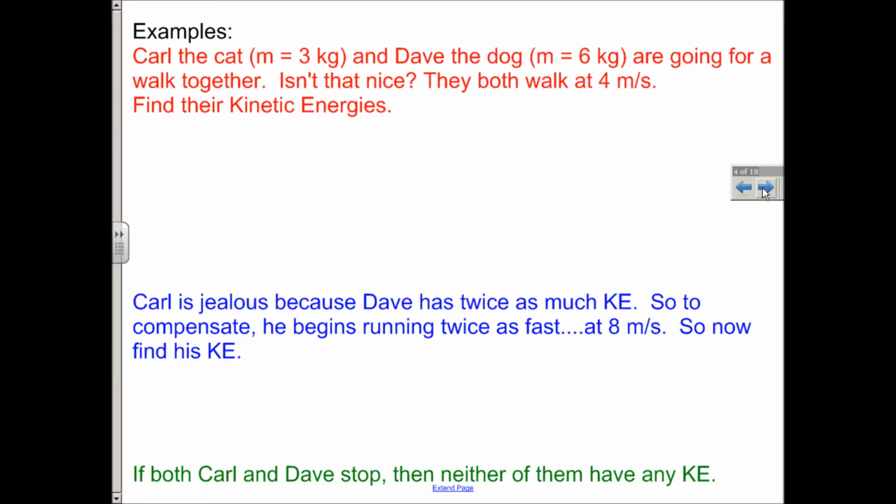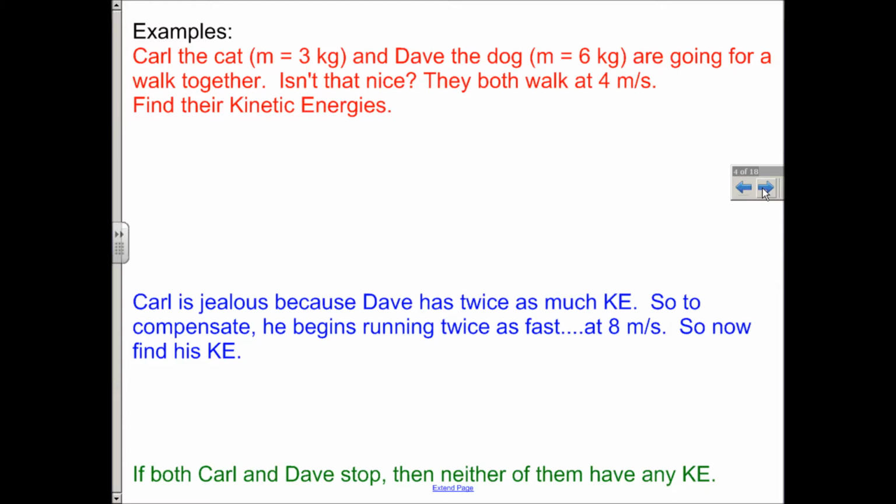Probably the easiest way to do this is to do a couple of examples. So we're going to do 3 examples here on the screen. The first one: Carl the cat has a mass of 3 kilograms, and Dave the dog has a mass of 6 kilograms. They're going for a walk together. They both walk at 4 meters a second. So let's find their kinetic energies.